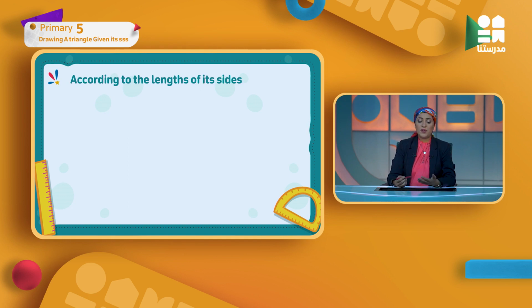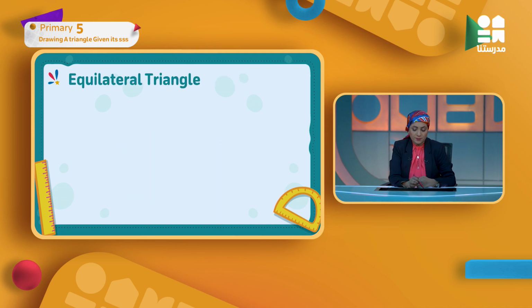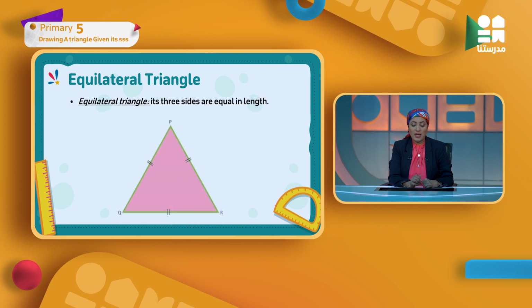Now, we will differentiate between the types of triangles according to the length of its sides. Here, equilateral triangle. It is clear from its name, equilateral means equal, its three sides are equal. So here in an equilateral triangle, as we see in the example, its three sides are equal. QP equals PR equals RQ.